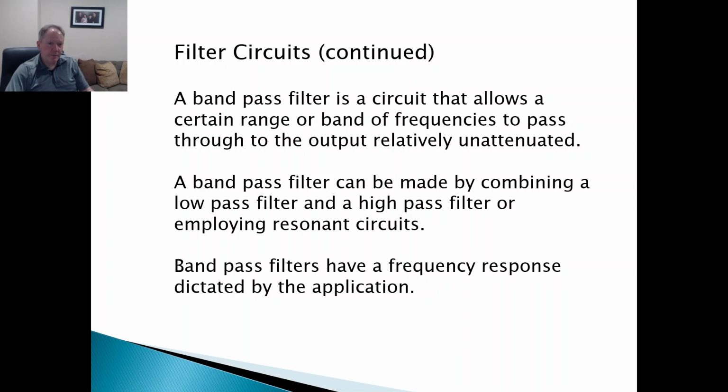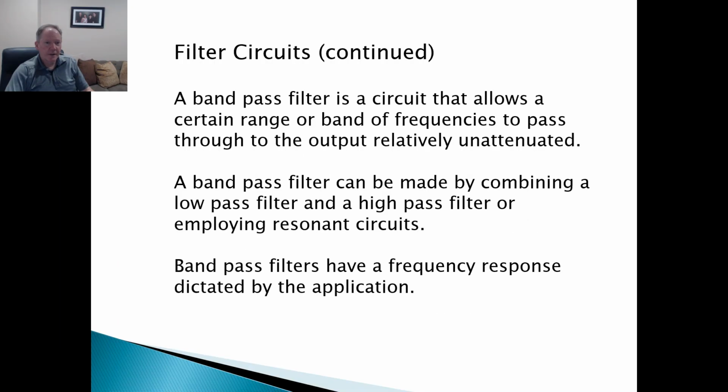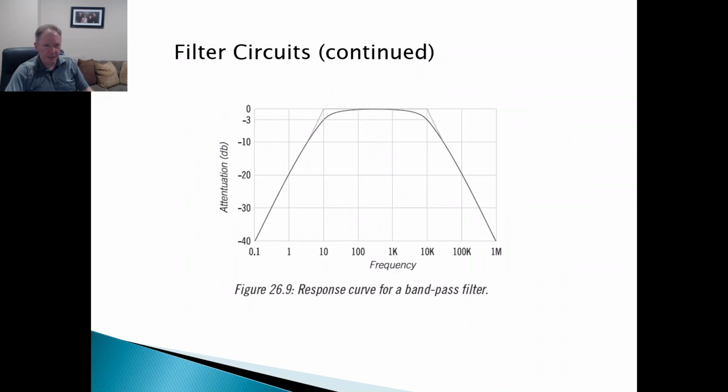Now, a third type of filter is a bandpass filter, which blocks... a high pass filter, then it allows it, and then it is a low pass filter, right? So this is the high pass and then a low pass. If you put those together, you get a band pass. So it can be made by combining a low pass filter and a high pass filter or employing resonant circuits. And the bandpass filter has a frequency response dictated by the application.